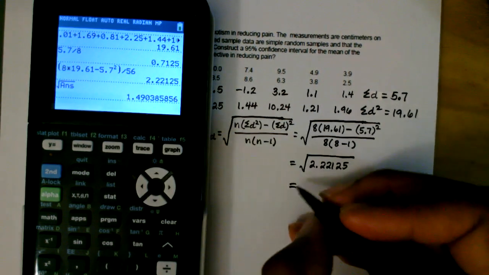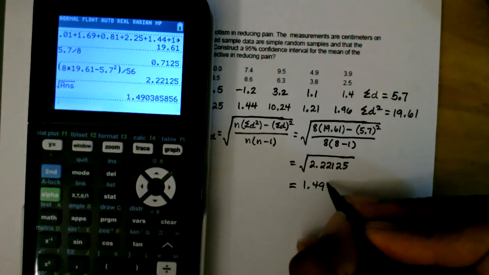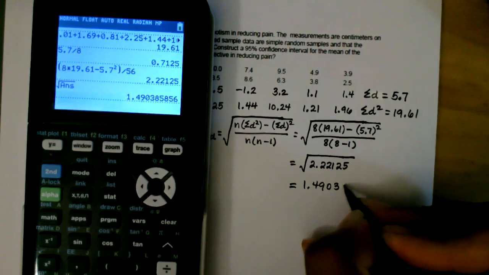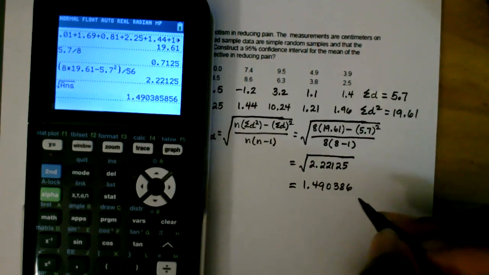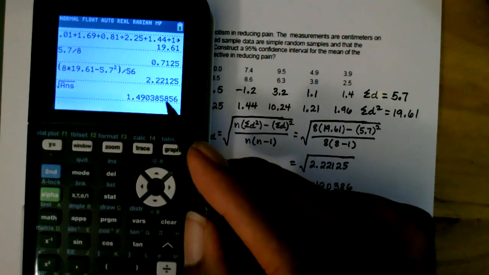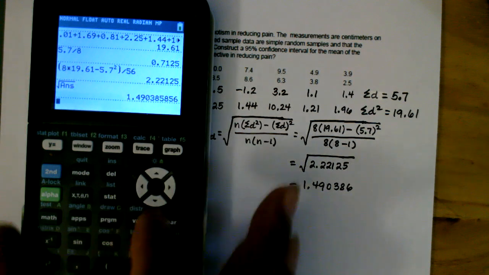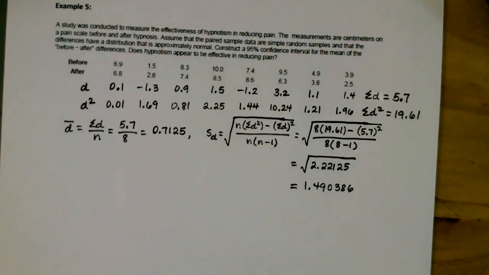No, I'm sorry. I'm reading that wrong. 1.49, let's say 0386. Because here's the 5, the 8 rounds the 5 up to a 6. That would be the standard deviation.